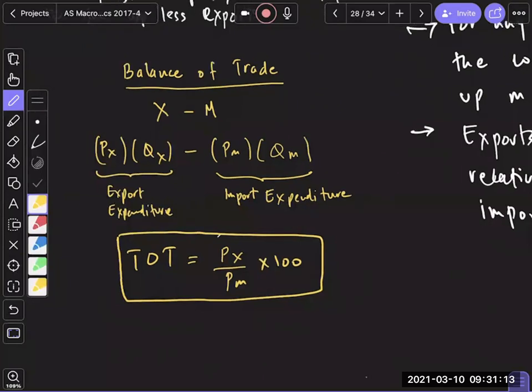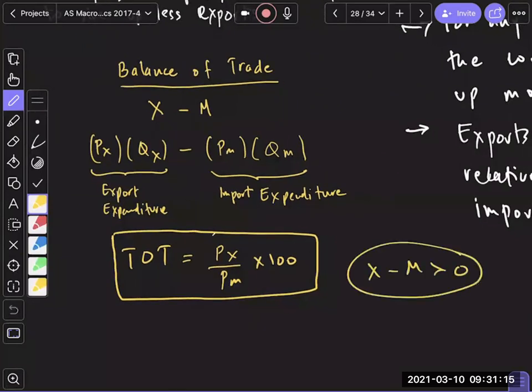If x minus m is greater than zero, the country is basically running what we call a current account or balance of trade surplus. When x minus m is greater than zero, more goods are going out than coming in, which means more dollars are probably coming in. The country might have more dollars pouring into the economy.